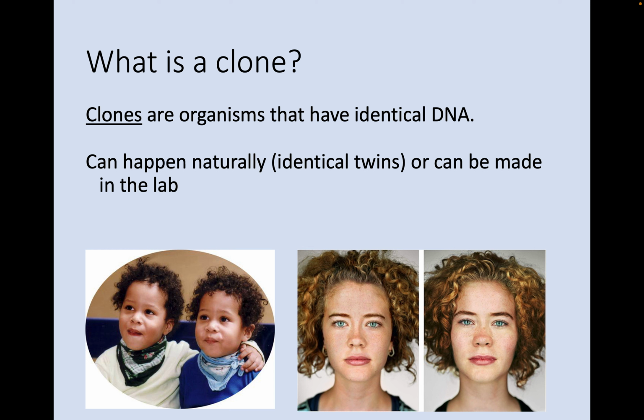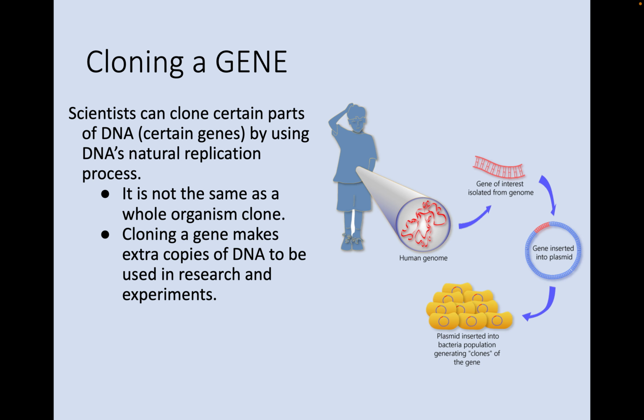So clones can be made naturally through twins, or we can make them in a lab. So it is possible to clone just a molecule, maybe like just a piece of DNA that you're interested in. It is possible to clone a cell, and it is possible to clone some organisms. It's not the same process for all of them. It's way more complicated to copy a whole organism instead of just a piece of DNA. But it can happen. We can do it for all those things.